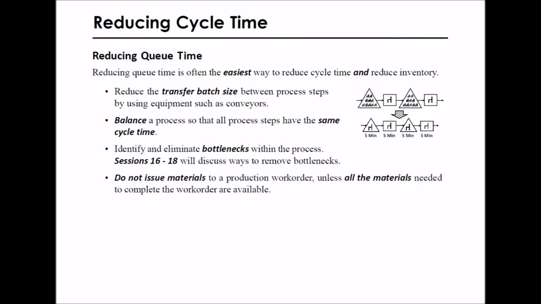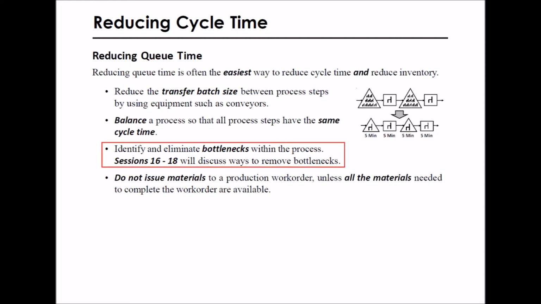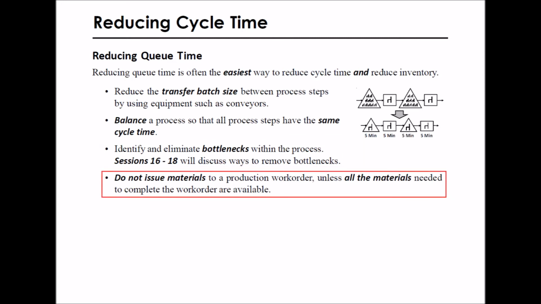Most in-process inventory is sitting and waiting in a queue. So, reducing queue time is often the easiest way to reduce cycle time and reduce inventory. Reduce the transfer batch size between process steps by using equipment such as conveyors. Balance the process so that all process steps have the same cycle time. Identify and eliminate bottlenecks within the process. We will discuss bottlenecks in session 16. Do not start work on a production work order unless all the materials needed for the work order are available.